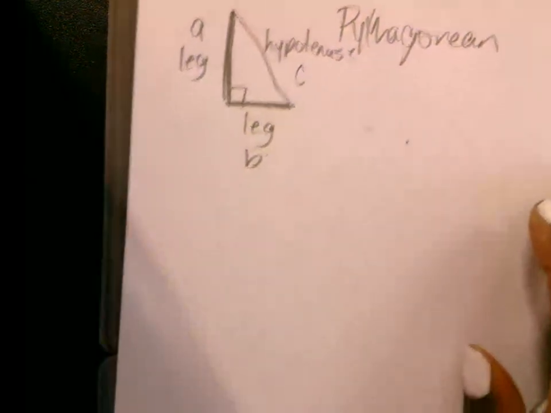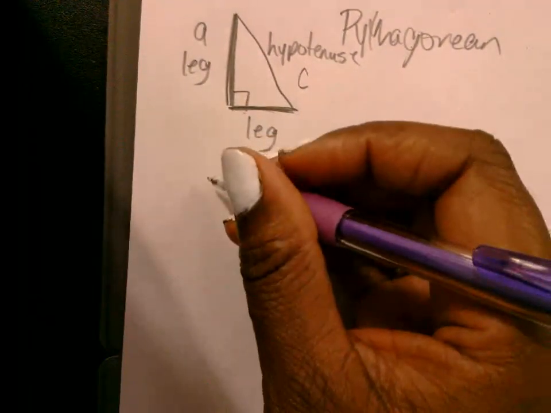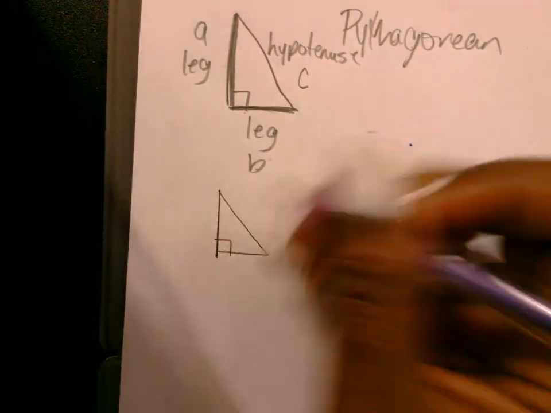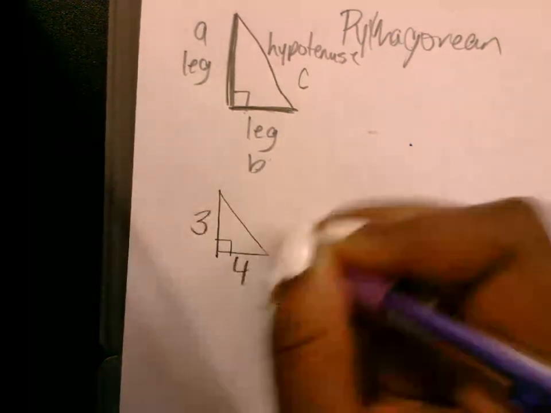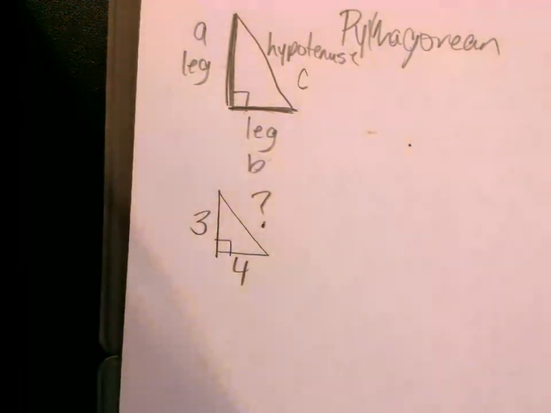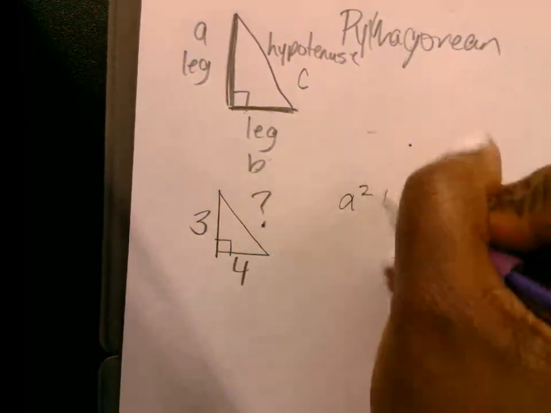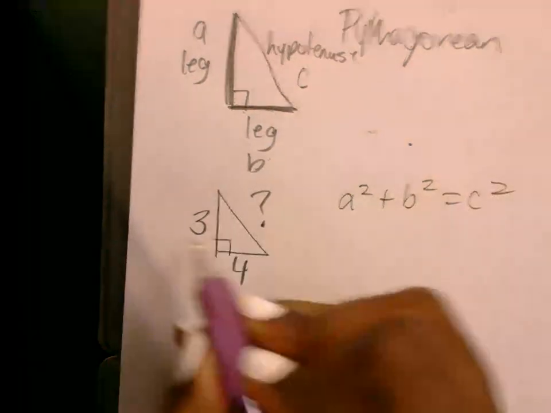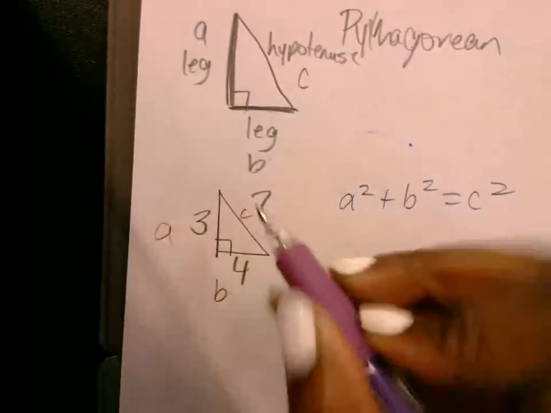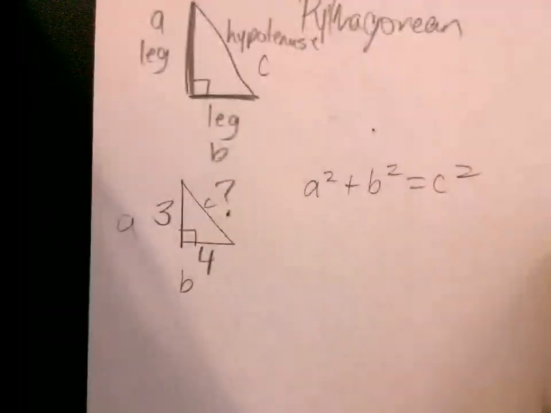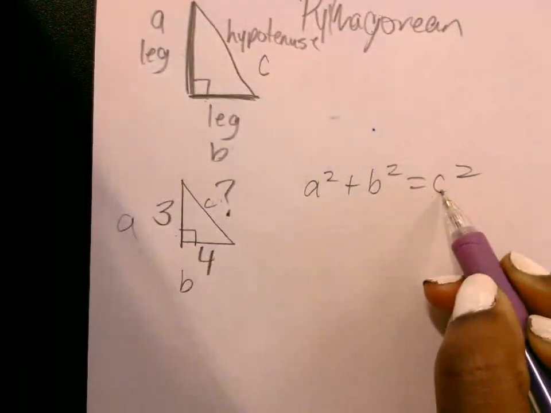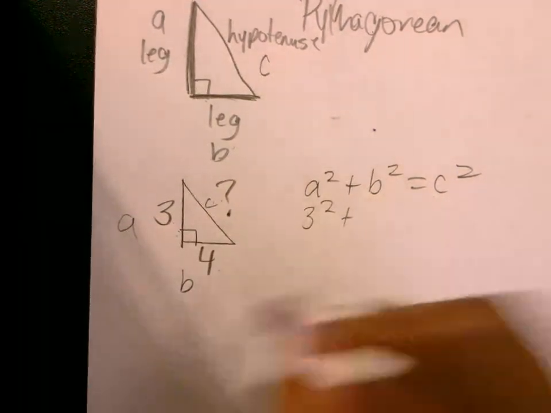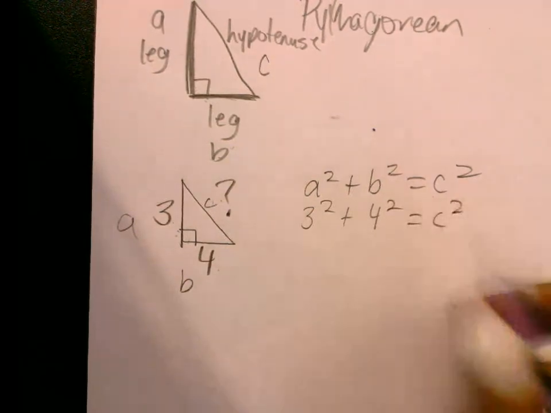Okay? So this is how you solve. If I have a right triangle, and this side is 3, this side is 4, let's find the side that's missing. It's not drawn to scale. The Pythagorean theorem is a squared plus b squared equals c squared, where a and b are the legs and c is the side that's slanted. So in order to solve for c, you're going to substitute your a and your b. Your a is 3, your b is 4. Now you're going to solve for c.